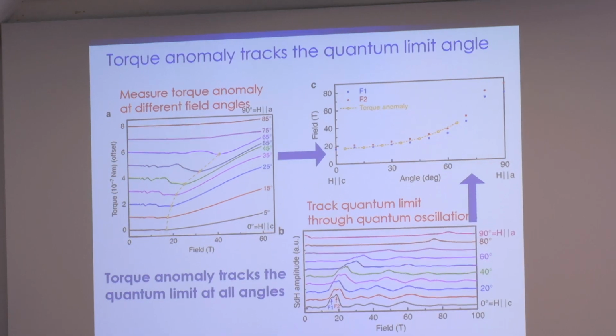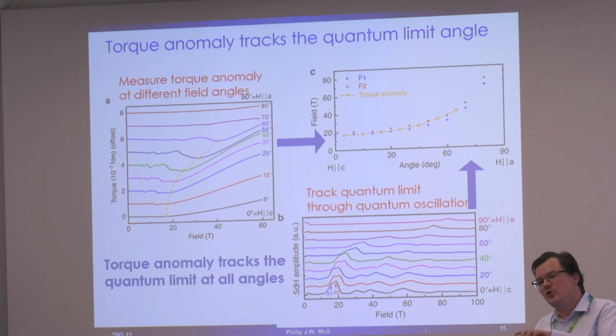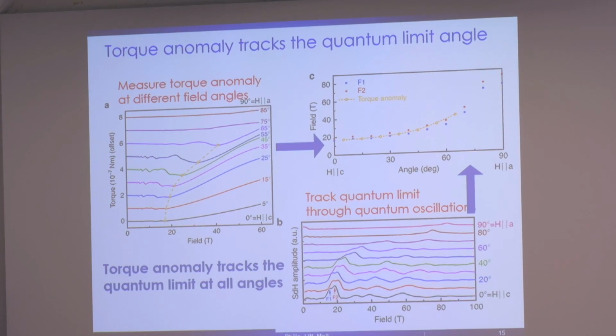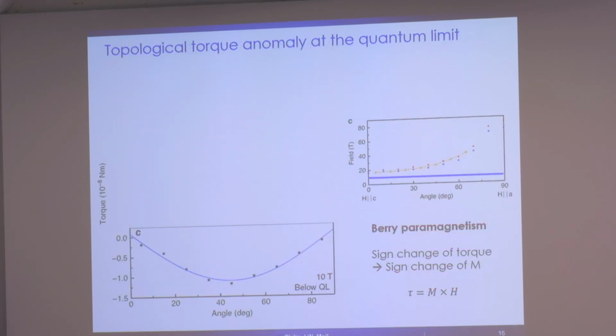All right? So that's a neat example of where you can tune the response field by just changing the field angle. One thing that you could, for example, do is look at the magnetic torque as a function of angle, and you will find, if you do this at low fields, where you never cross this line, you will find one response.